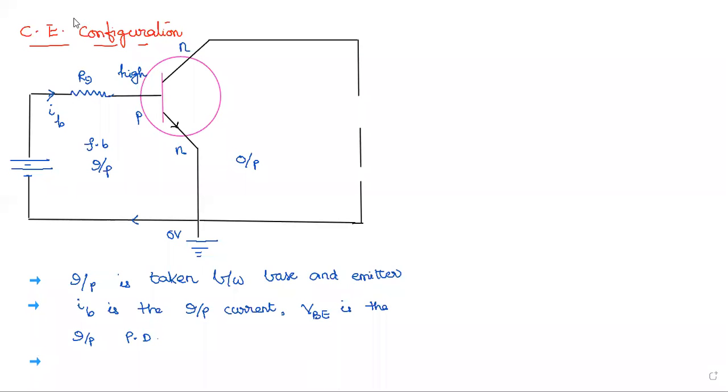And the output: emitter is common, so obviously this junction should be reverse biased. That's why N should be connected to positive here, and the other is taken as usual. This is the biasing battery. As usual, the IE coming here splits into IB and IC. And here I am connecting the load resistor for the output. This is RL.